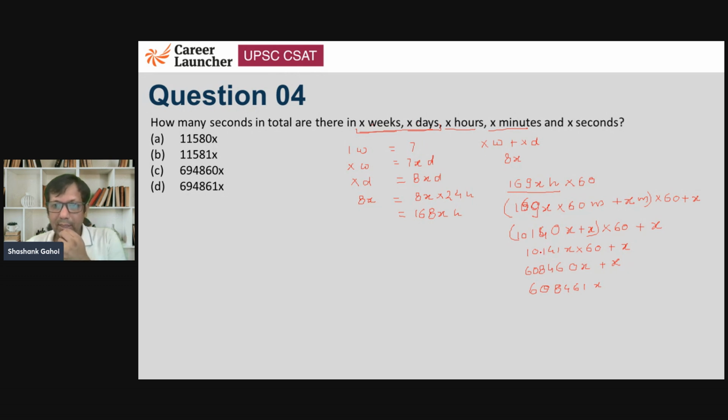What mistake did I make? Let me see. 1 week is equal to 7 days, x weeks is equal to 7x days, x weeks plus x days is 8x days. The mistake I have made is that 24 into 8 is 192, that is not 168. So that was the error. Let me change every calculation from here onwards.